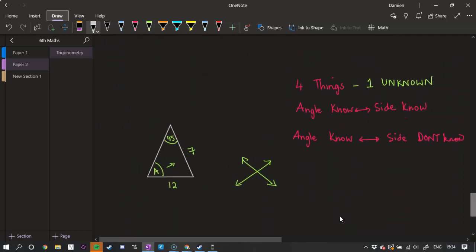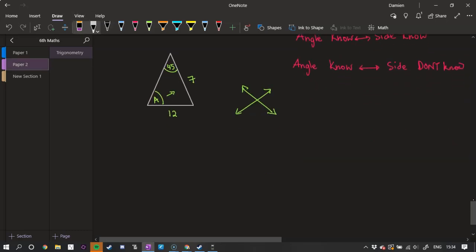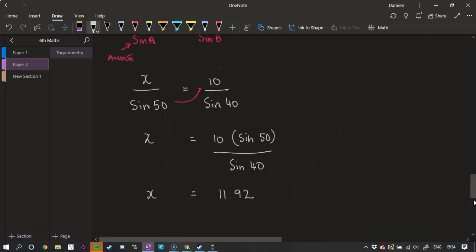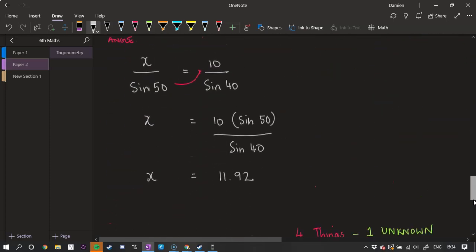Same thing then with this bottom one. Let's try this one. On this one we've got a similar setup, but in this one we're looking for the angle. So we start with what we're looking for. If we're looking for the angle, you can see from our equation up here, we're probably going to use this one here. So sine A over A.